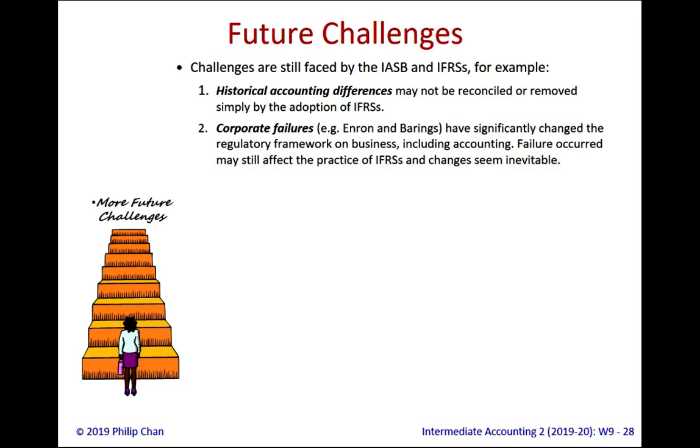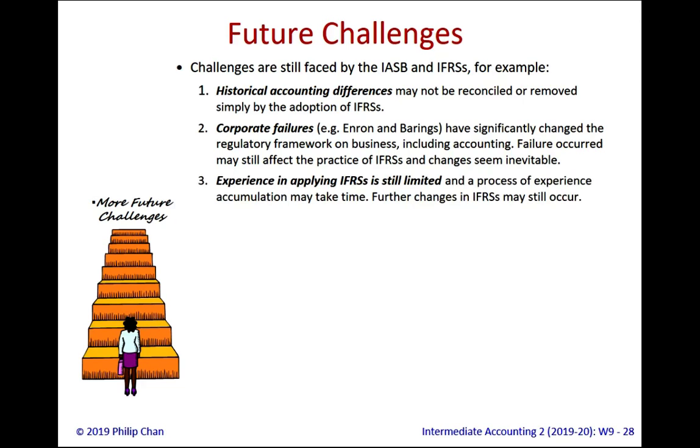And then corporate failures such as Enron and Barings have significantly changed the regulatory framework on business, including accounting. Failures that occur may still affect the practice of IFRS, and change seems to be inevitable. So it is possible that we may have constant change, right? That is something we should expect to see even in the future. Although in the past couple of years there hasn't been much change, except that we have new standards coming up, such as insurance contracts.